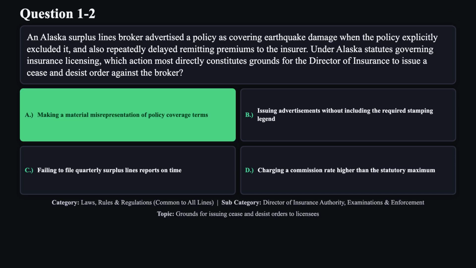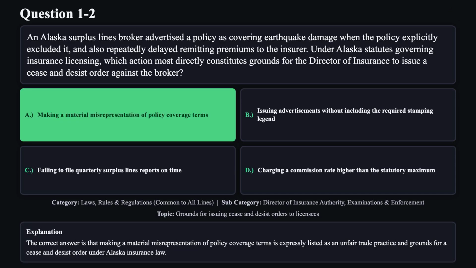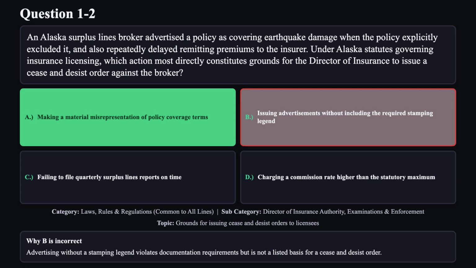The correct answer is A. Making a material misrepresentation of policy coverage terms is expressly listed as an unfair trade practice and grounds for a cease and desist order under Alaska insurance law. Reason B is not correct. Advertising without a stamping legend violates documentation requirements but is not a listed basis for a cease and desist order.